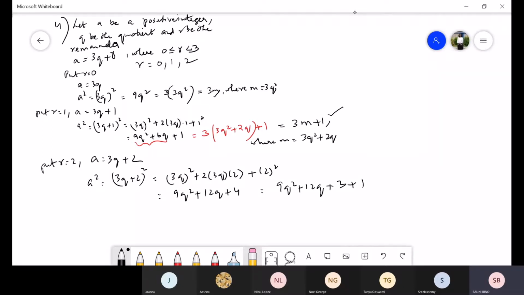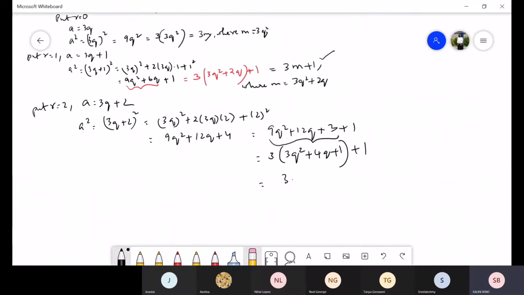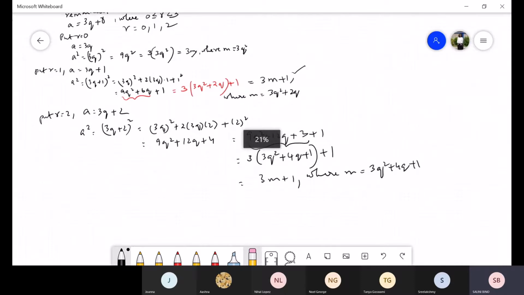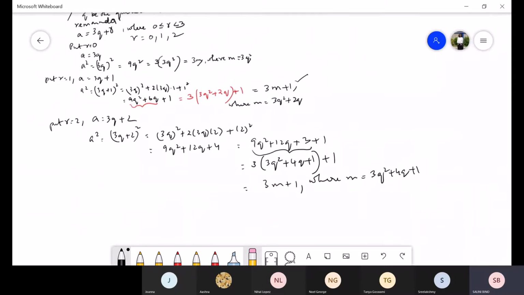So that is why I split 4 as 3 plus 1, so that I can take a common factor from the 3 terms. What is the common factor? I can take 3 outside, right? So 3 into 3q square plus 4q plus 1, plus 1. So in the next step I will write this is equal to 3m plus 1, where m equal to 3q square plus 4q plus 1. The term inside the bracket I have taken as m, so that this also I could write as 3m plus 1.